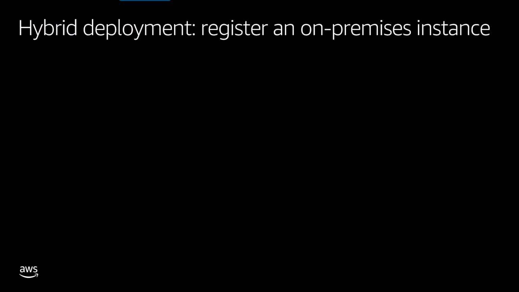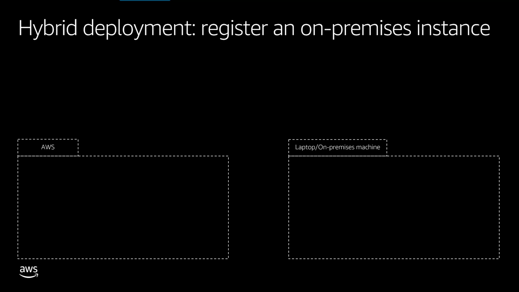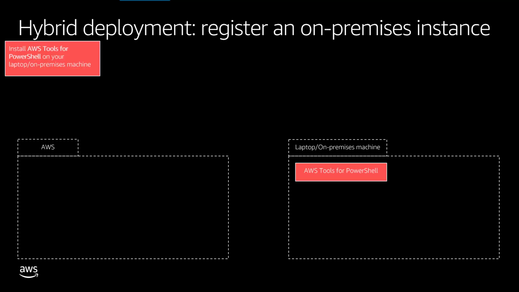The first thing you need to do is to understand the two different environments. You have AWS on your left side and your on-premise instance, which, if you are doing this in a lab environment, is going to be your laptop. You will need to install some software on your laptop to do this lab exercise. First step is to install AWS Tools for PowerShell on your laptop or on-premise instance. This comes as an MSI package, so the installation is super easy.